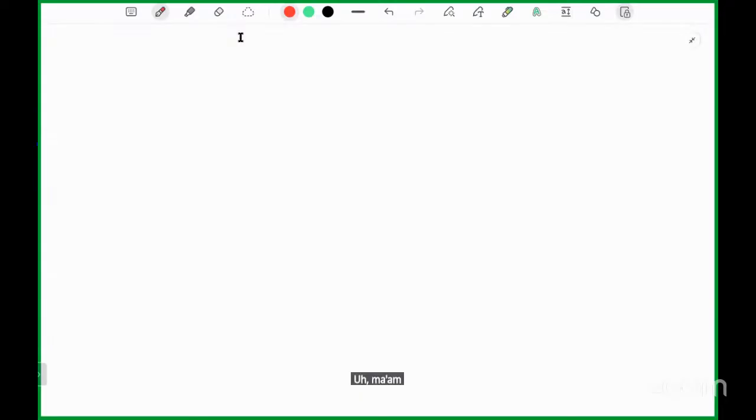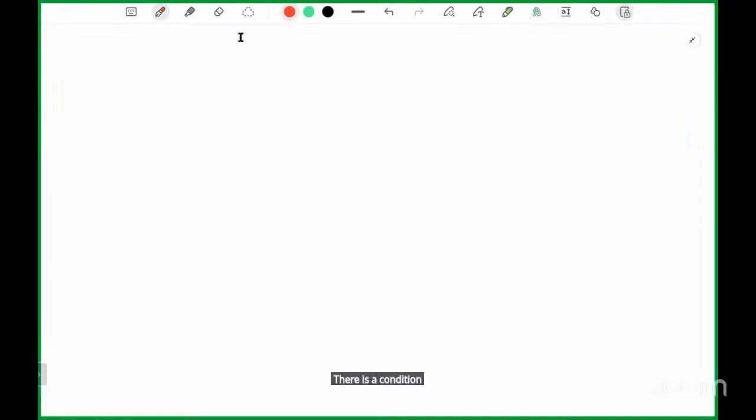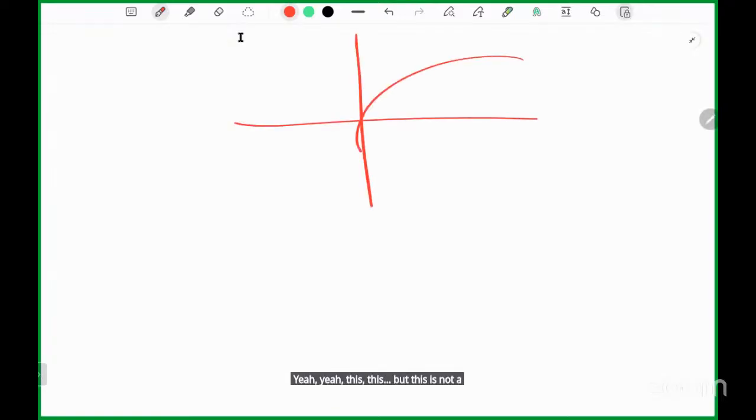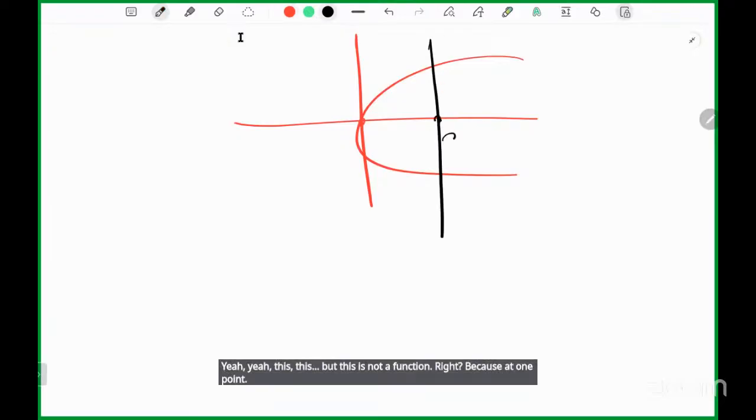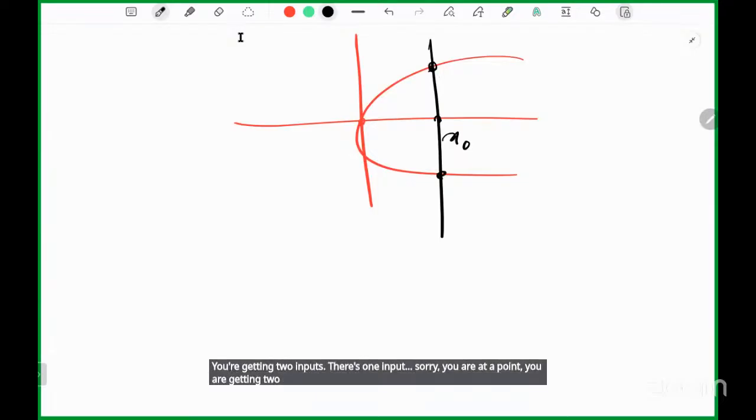Ma'am, there is a question about the horizontal line test and vertical line test. What if a graph passes the horizontal line test but fails the vertical line test, like a parabola which opens in the right direction? Yeah, but this is not a function, right? Because at one point you are getting two different outputs. So it's not a function.